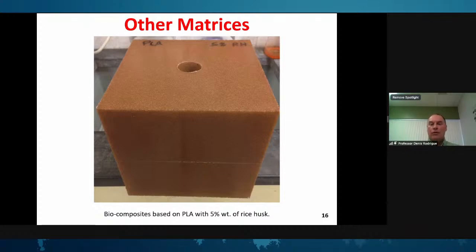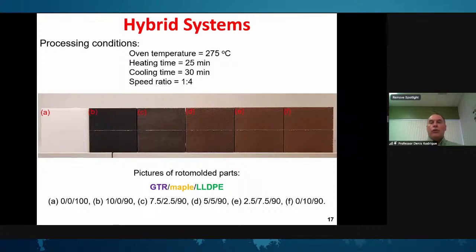Another development that we are doing is to produce what we call hybrid systems. In a hybrid system, we use two types of reinforcement particles in the system. The maple fibers here are used to impose more strength, more rigidity into the material. But the problem with these systems, most of the time in composites, is you lose a lot of ductility.